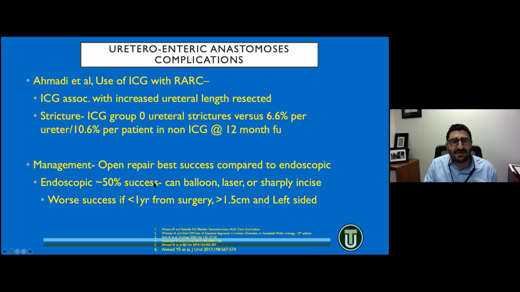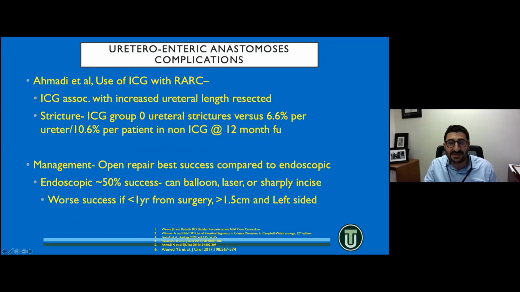Often now we can use ICG, which may help us better assess the vascularity and the health of the ureter. Using ICG was associated with resecting more ureter than you would have otherwise. And this was associated with no ureteral stricture developments when ICG was used in the study, versus 6.6% per ureter or 10.6% per patient in patients where ICG was not used.